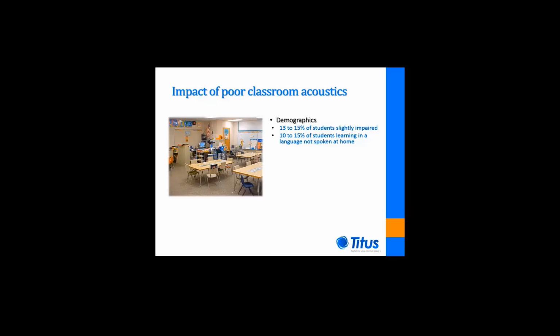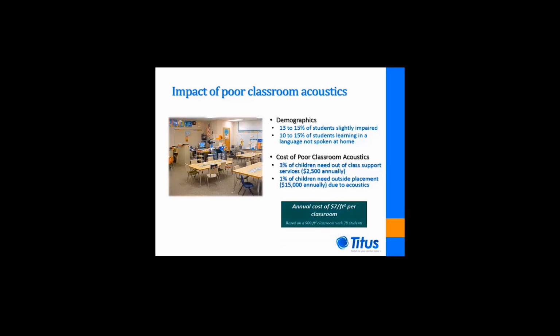Now let's look at the cost of poor classroom acoustics. 3% of students have hearing impairments that require out-of-class support services. The cost of these services averages some $2,500 per year. Another 1% suffer from impairment so severe that they require outside placement into environments specially tailored for the hearing impaired, the cost of which averages around $15,000 a year. All this adds up to an annual cost of about $6,300, or $7 per square foot per classroom.